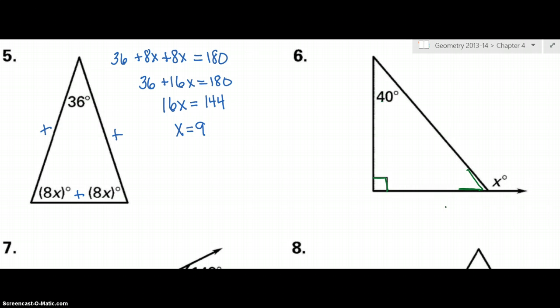No? The green angle here? Yes, the box is 90. How much does that green angle have to measure? 50, because there are 180 degrees in a triangle, right?